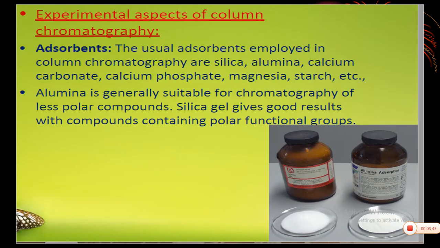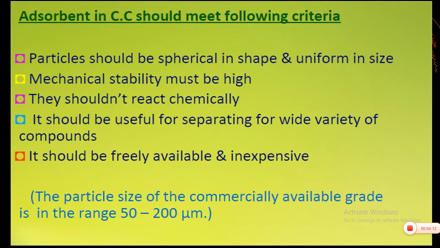In experimental setup, the usual adsorbents employed in the column chromatography are, as I mentioned, silica, alumina, calcium carbonate, calcium phosphate, magnesia, starch, etc. Alumina is generally suitable for chromatography of less polar compounds. Silica gel gives good results with compounds containing polar functional groups.